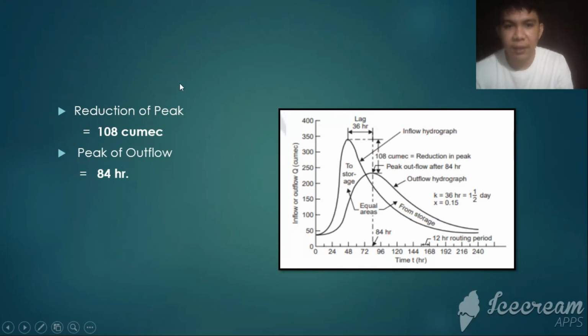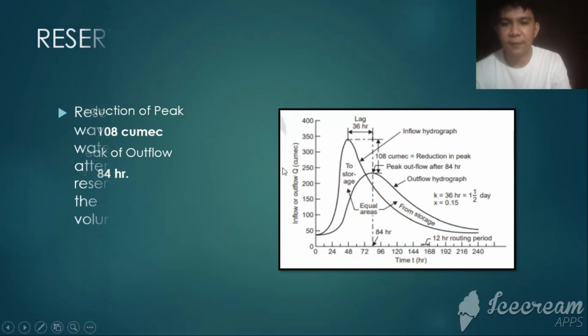So ang gipangita sa problem kanina is ang reduction peak and peak outflow. So makuha na to na siya pag i-graph. So naa tay 108 qmec na reduction peak which is kani, and naa tay 84 hours na peak outflow. So dire. So mao na siya.